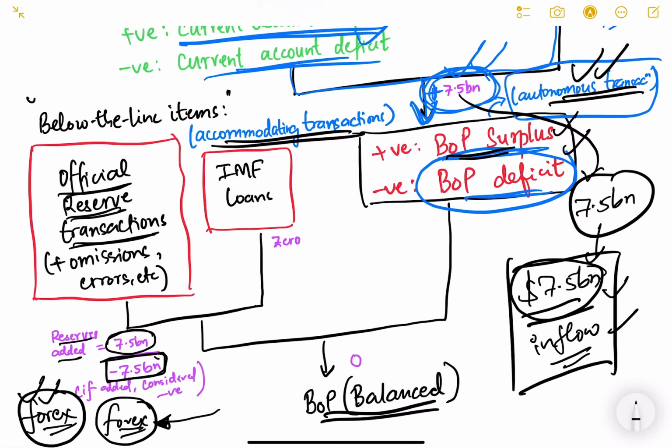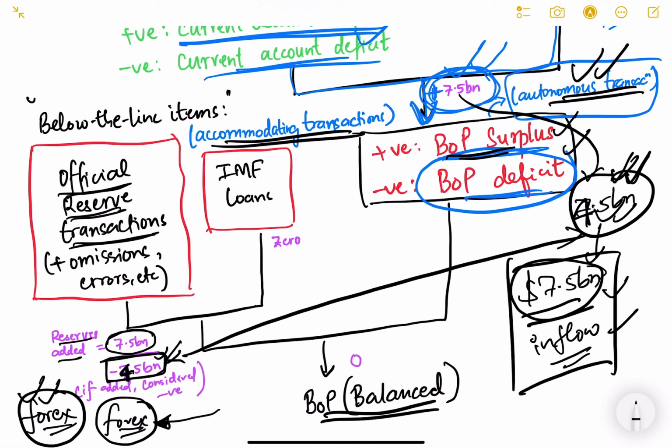Now this 7.5 billion will always be equal to this balance of payment surplus, but with a negative sign. So if, for example, this was 4.5 billion surplus, here the forex added would be 4.5, right? It is just to balance. It is just a balancing number. Basically, whatever surplus is there, it gets added to the official reserves of RBI.